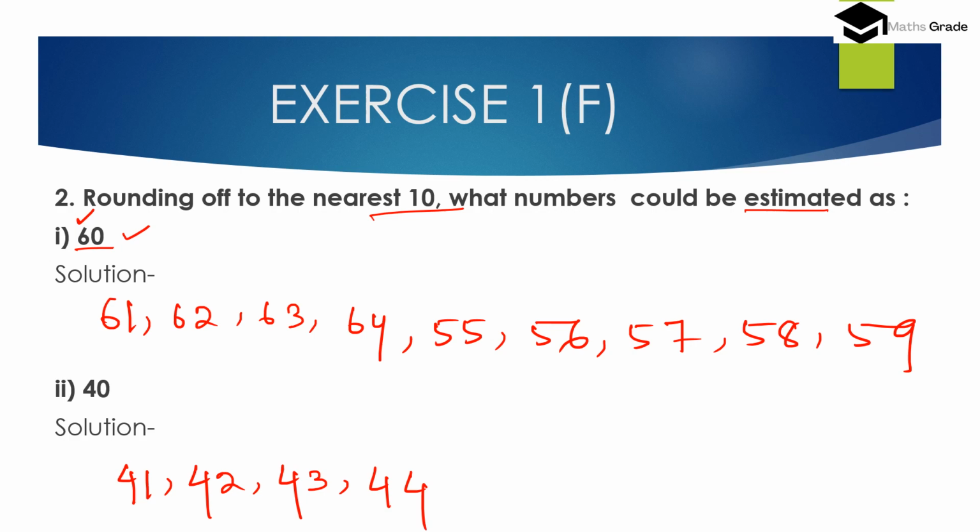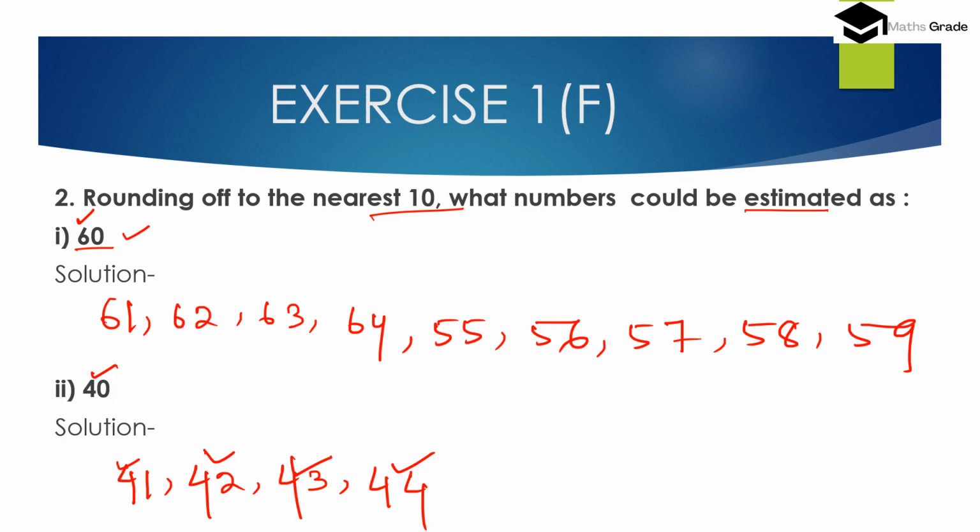Now 41 rounded to the nearest 10 is 40. 42 also rounds to 40 because 2 is less than 5. And 43 rounded to the nearest 10 is 40 because 3 is less than 5. And 44 rounded to the nearest 10 will be 40 because 4 is less than 5.